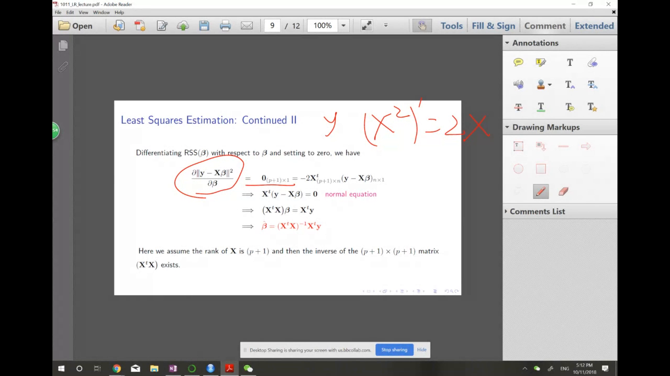Although here the y minus x beta squared is a matrix, it goes pretty similarly, although there's a little difference. In this case, we also take down the first two, and then y minus x beta. And here, because we are taking the derivative with respect to beta, there's another coefficient, which is negative x. We are also taking that out.